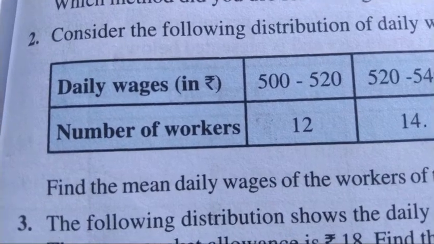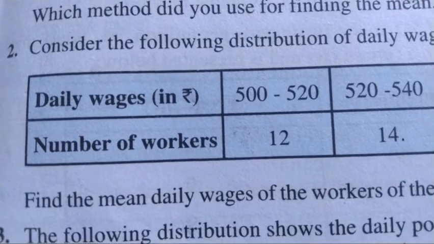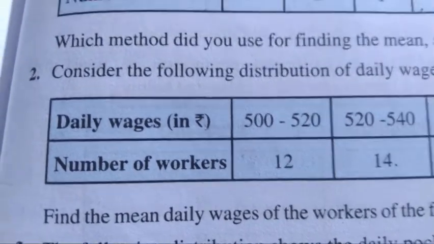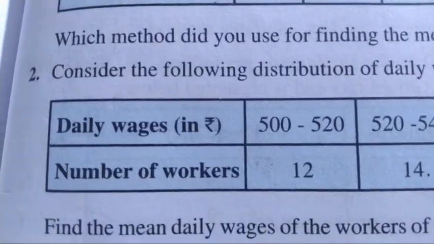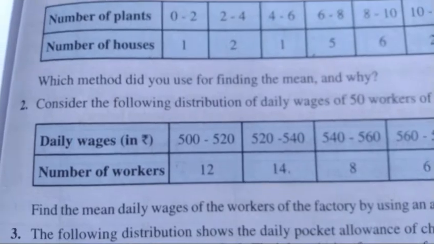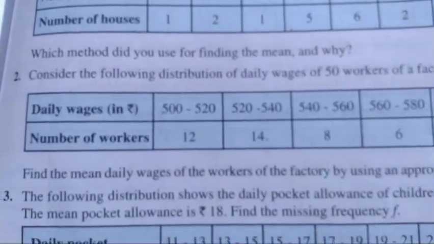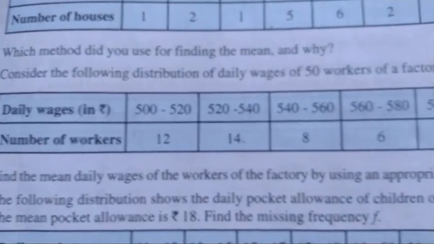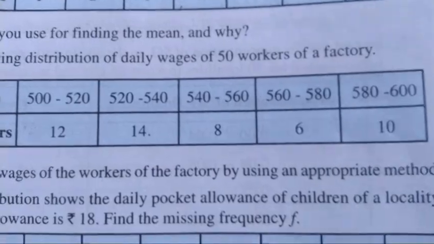Let's come to question number 2, exercise 14.1. Consider the following distribution of daily wages of 50 workers of a factory. The daily wages are given, you can see them, and the number of workers is given. Find the mean daily wages of the workers of the factory by using an appropriate method. Any method you can use.